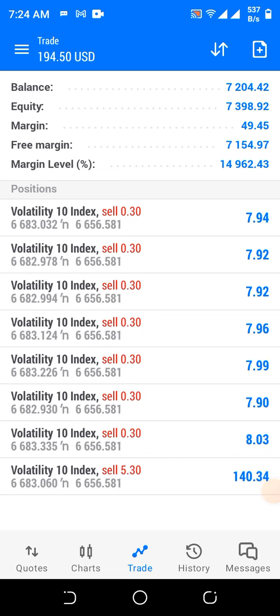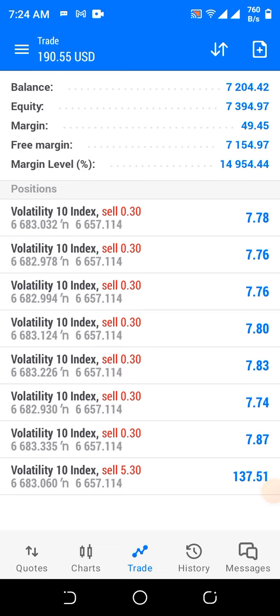Now let me show you one of the benefits of following a particular indices or pair. If you are trading forex, if you are trading currencies, focus on one particular pair with one particular strategy. If you are trading volatility, focus on one particular volatility index. Now this is volatility 10 index. For over 3 months I have been on this particular pair.